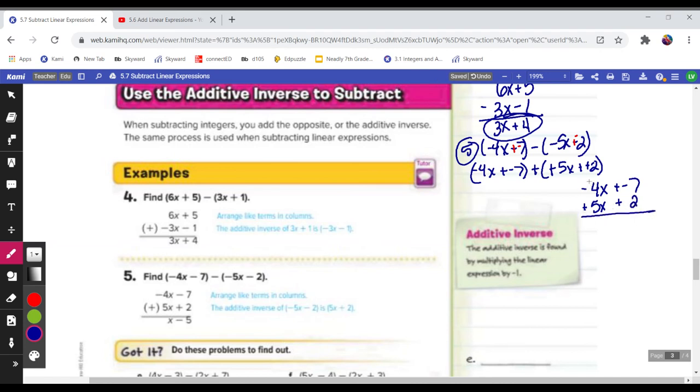Now I'm going to solve this. 4x plus 5x is 9x. Plus negative 7 plus 2 is negative 5. Can't have plus negative, so it becomes 9x minus 5.